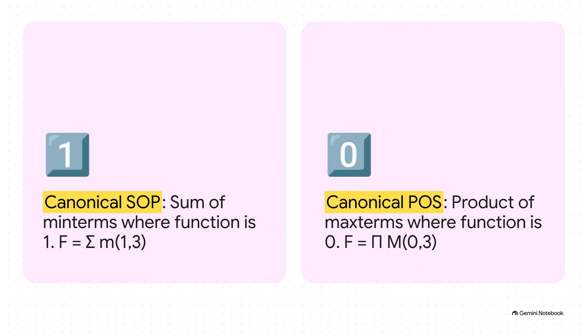Here is the core dichotomy you really need to internalize. A canonical SOP expression is the sum of minterms. It specifically includes every minterm for which the function's output is a 1, which we write using the sigma symbol. Conversely, canonical POS is the product of maxterms. It looks strictly for the zeros. It includes every maxterm where the function outputs a 0, written using the pi symbol. SOP hunts for the ones, POS hunts for the zeros.